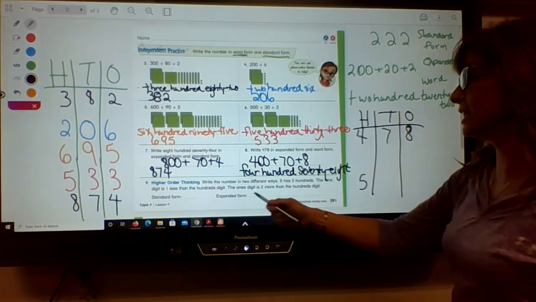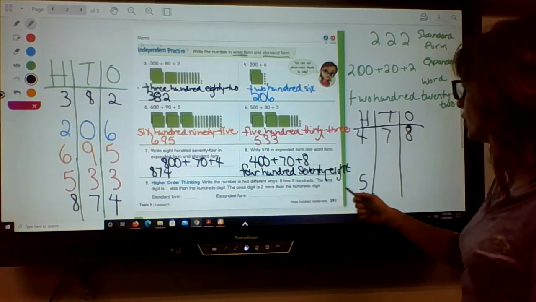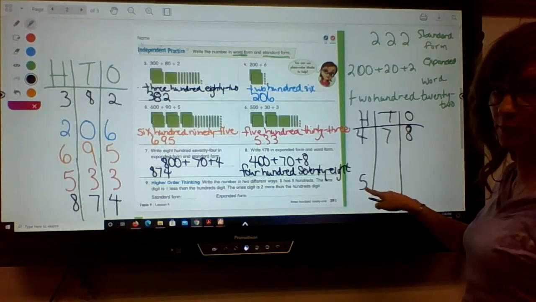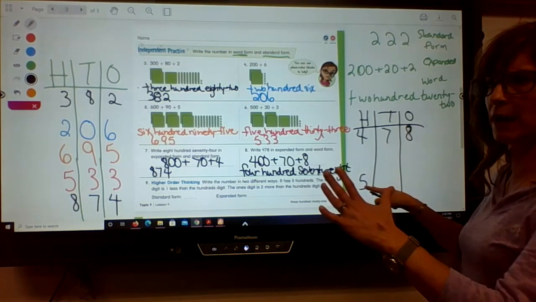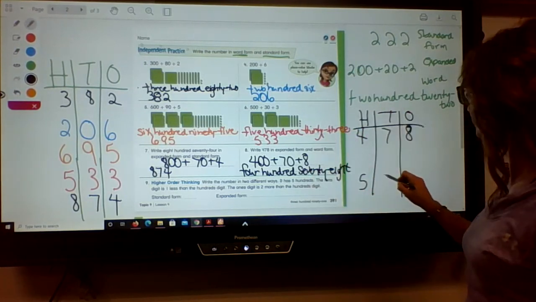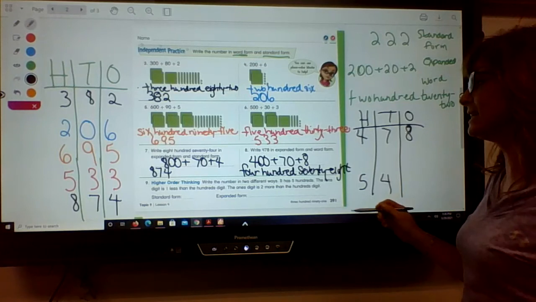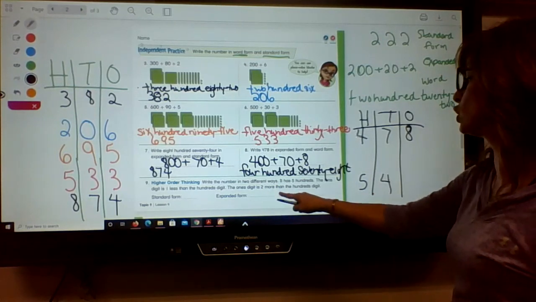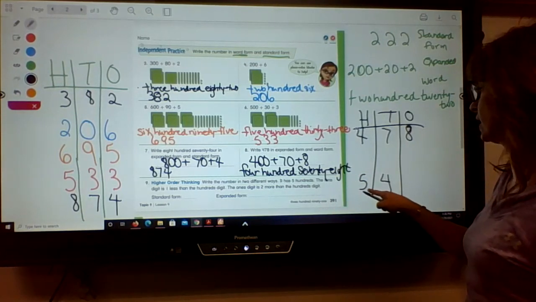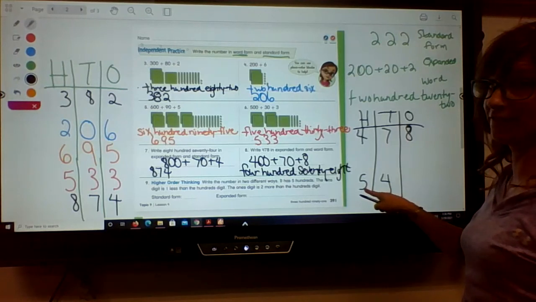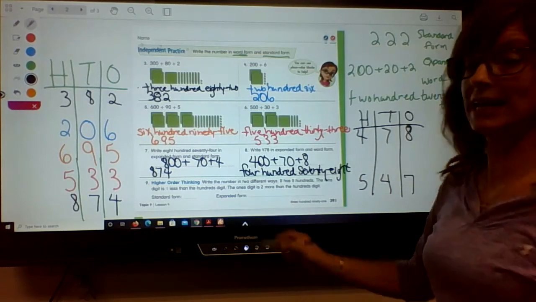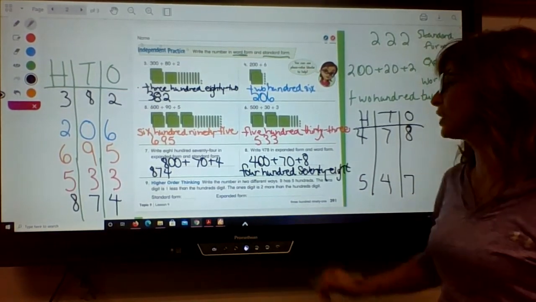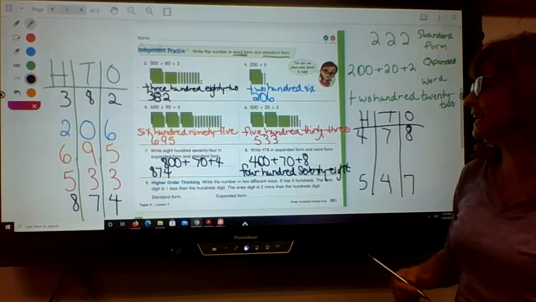The 10 digit is 1 less than the hundreds digit. What digit's in the hundreds place? 5. So what would be 1 less? 5, count backwards, 4. The 10, and then the ones digit is 2 more than the hundreds digit. So if this is a 5, count up, 6. There you go. All right, so write it in standard form, and then try to write that number in expanded form as well.